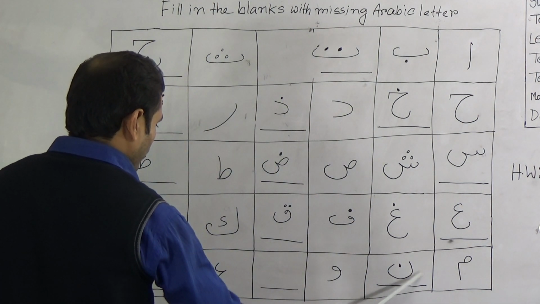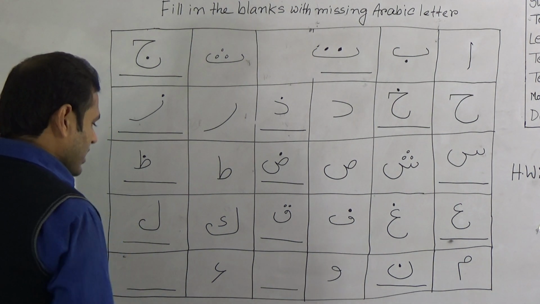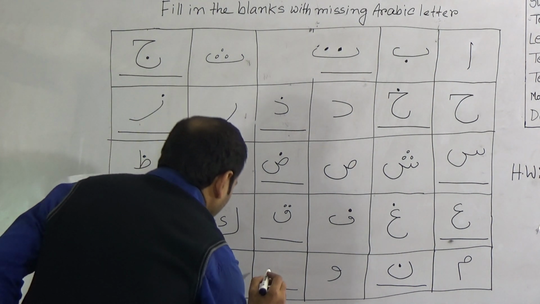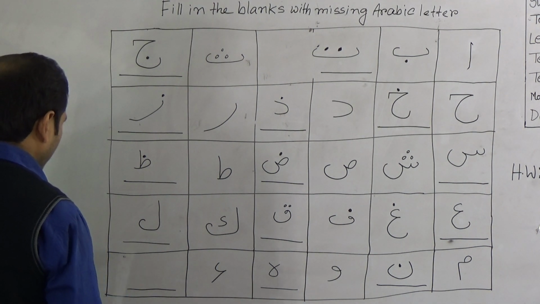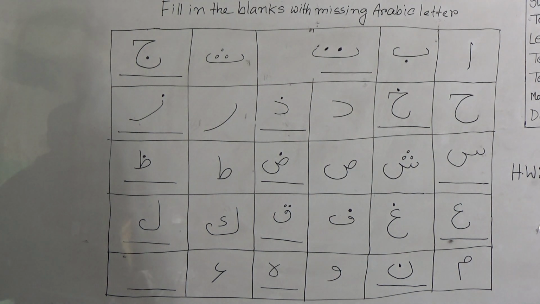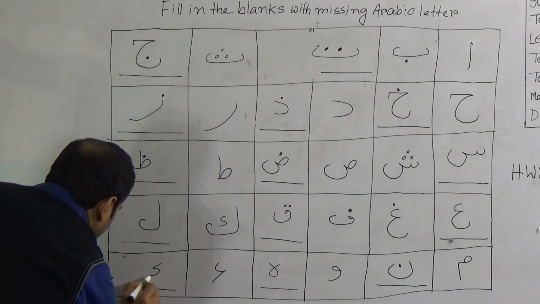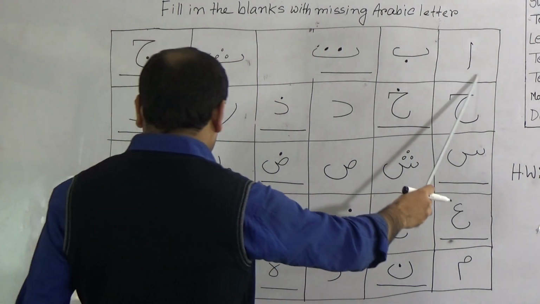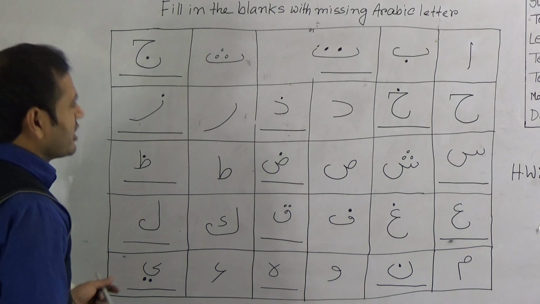Now Mim, Noon, Waw, blank, and Hamza. So between Waw and Hamza, which letter will come? The answer will be Ha. So here will be Ha. Now Waw, Ha, Hamza, and the last one. Dear students, I think all of you know that the last letter of the Arabic alphabet is Ya. So here we will write Ya. Dear students, now Alif to Ya is given here. So you will learn properly. Listen to me carefully. I repeat.